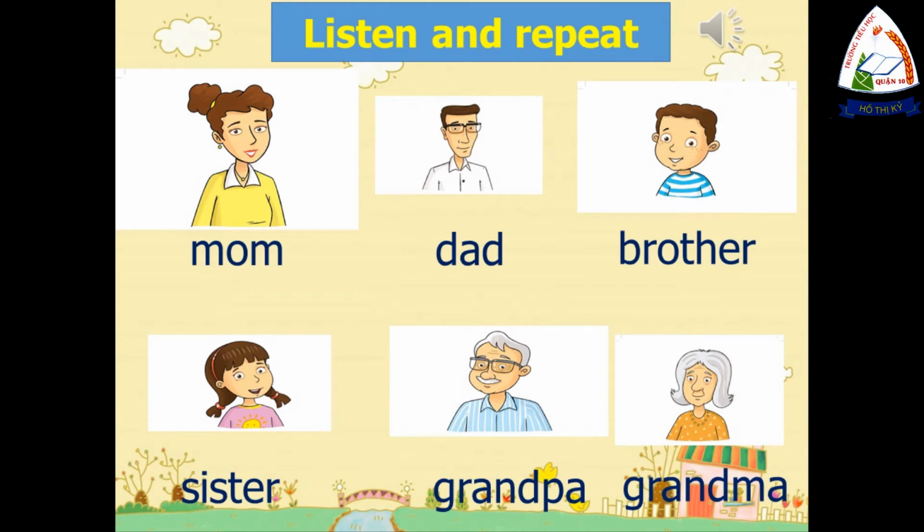Listening 48. Listen and point. Mom. Dad. Brother. Sister. Grandpa. Grandma. Brother. Sister. Grandma. Mom. Dad. Grandpa.